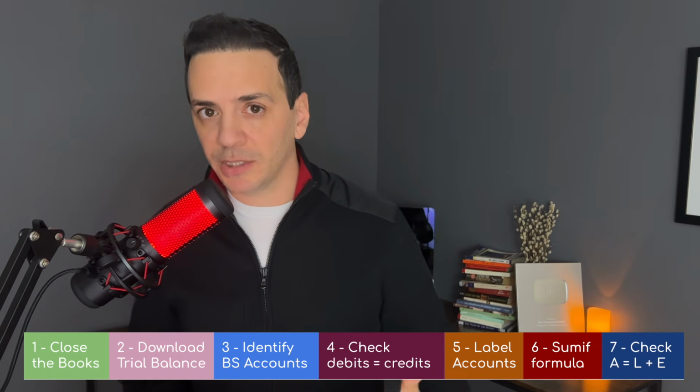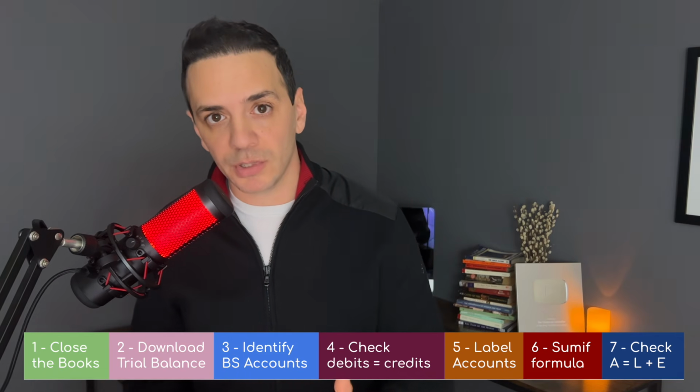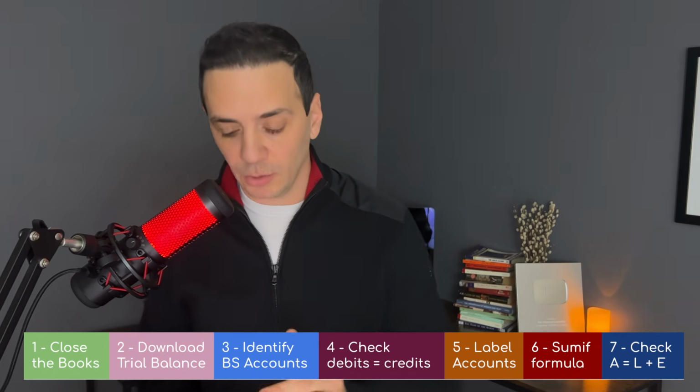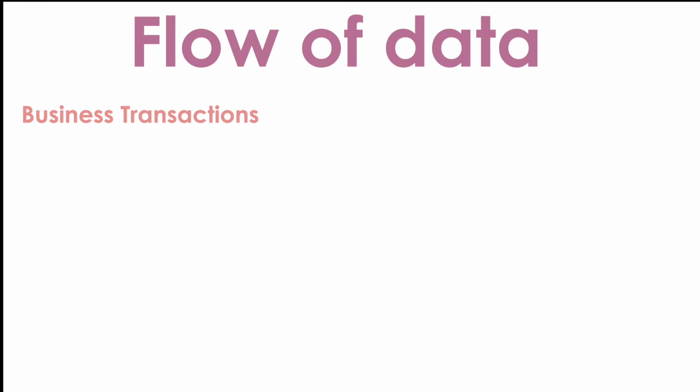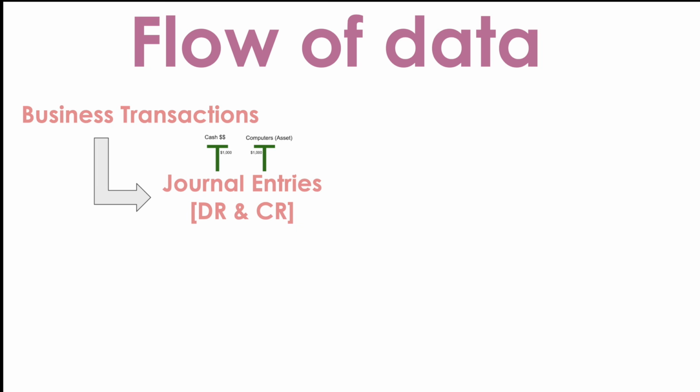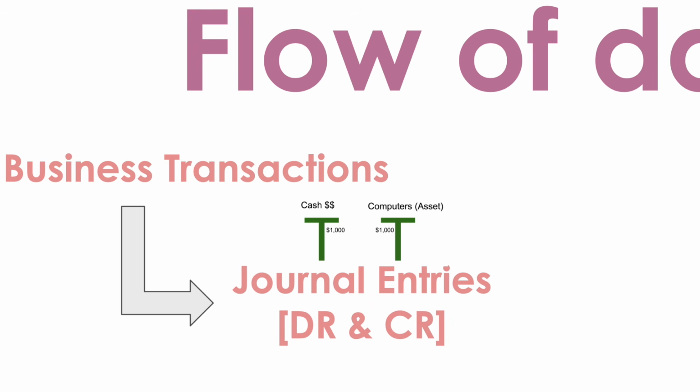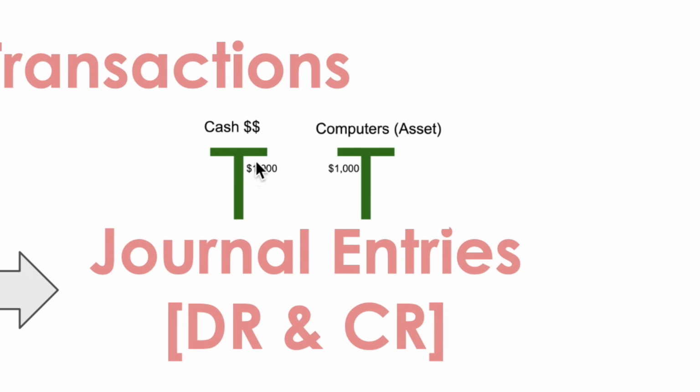And as a quick reminder and recap on how the data flows in the financial system, let's take a look. The flow of data, right? So the business transactions get recorded in the form of journal entries. That's the debits and credits. So as you see in this example here, you have cash going out for $1,000 to buy computers, and computers will go up by $1,000.